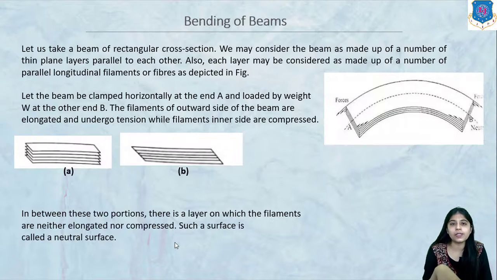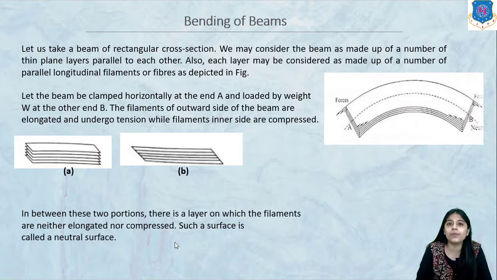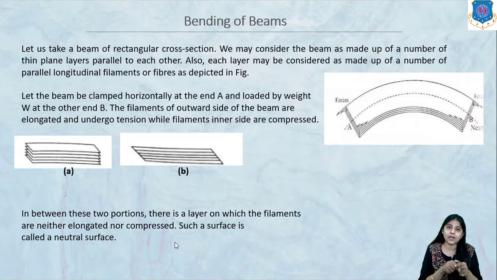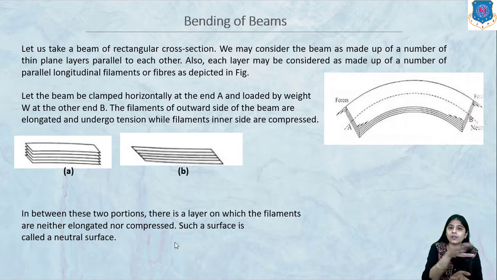Now let us understand bending of beams. Let us take a beam of regular, rectangular cross section. We may consider the beam as made up of a number of thin plane layers. Let us consider a rectangular beam which has a number of thin layers, as you can see in figure A.